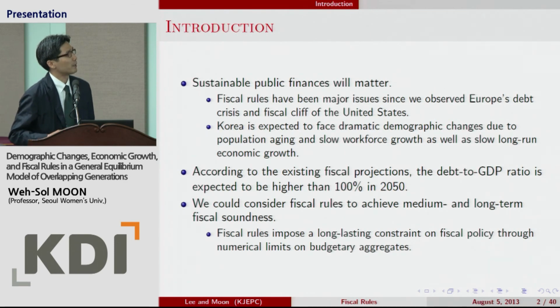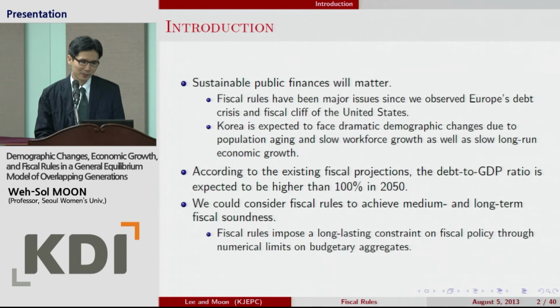Let me start with the introduction. Sustainable public finances will matter. This is because we have a conference today. Fiscal rules have been a major issue since we observed the Europe's debt crisis and the fiscal cliff of the United States. When you look at the Statistics Korea projections, according to the existing fiscal projections, the debt to GDP ratio is expected to be higher than 100% in 2050.